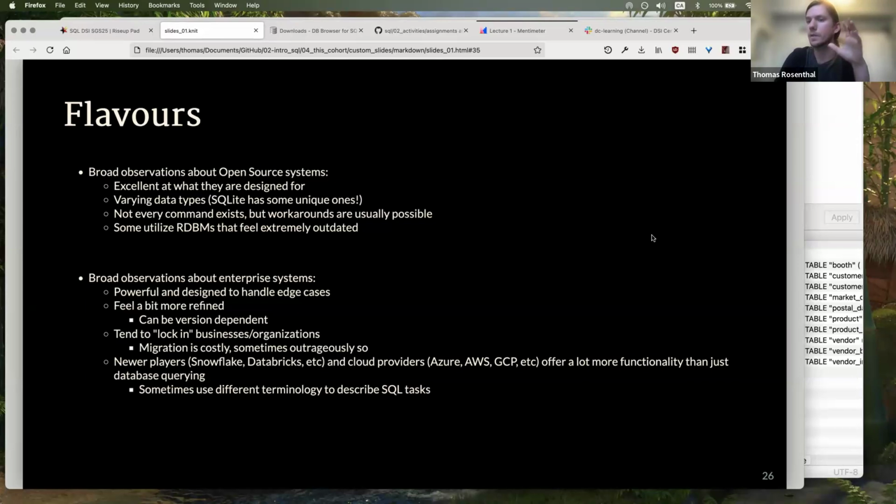GCP. They offer more functionality than just database querying. And sometimes when you have database querying tools in those cloud or new players, they will use different terminology to describe those SQL tasks. So if you're working in a Snowflake environment, you just have to tack on to your web searches what you're trying to do, and then add Snowflake to the end of it. Then you'll get to the Snowflake docs and you'll know exactly what you have to do that's slightly different.